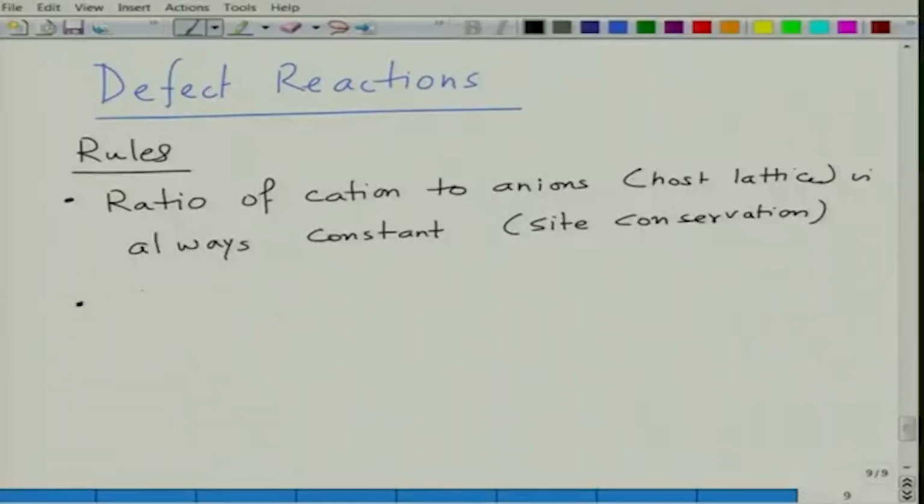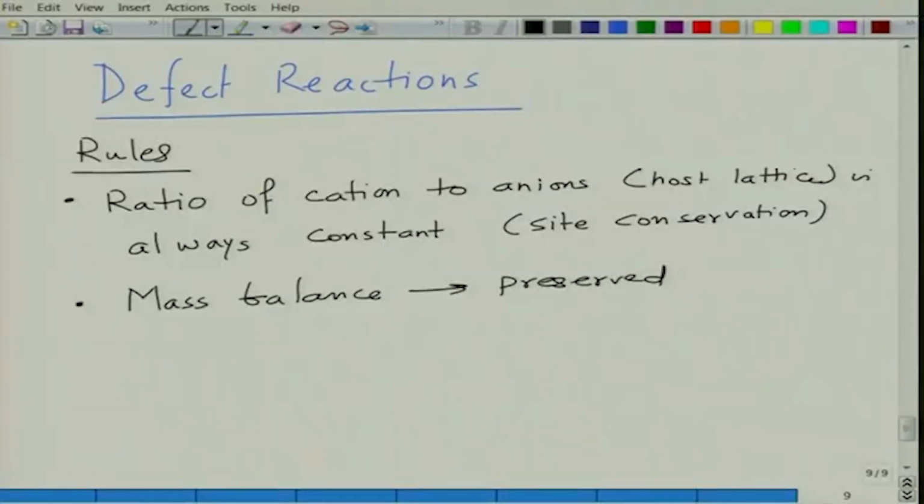Then mass balance. Mass balance has to be preserved. Whatever goes in has to be accommodated and accounted for. You cannot have disturbance in the masses, you cannot have inequality in the masses. You have to account for each and everything that comes in and goes out.